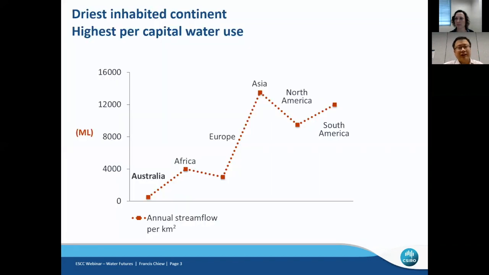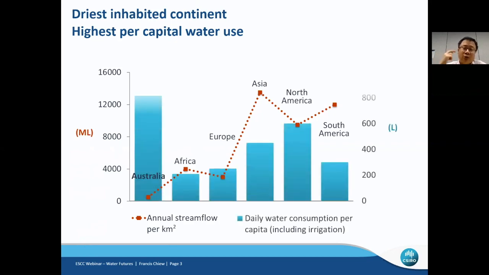So here's just an introductory slide showing that we are, in fact, the driest inhabited continent. We have the lowest runoff per area, obviously, in the world. But when you start looking at water use, we actually have the highest daily water consumption per capita. And the reason behind that is because we grow a lot of food, agriculture, so irrigation. So we are really net exporters of water.